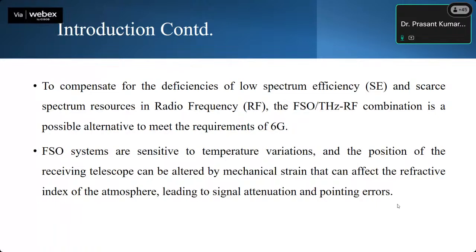However, as I say, these are the plus points of optical communications. But at the same time, when you consider free space optical communications, it also has a number of limitations.